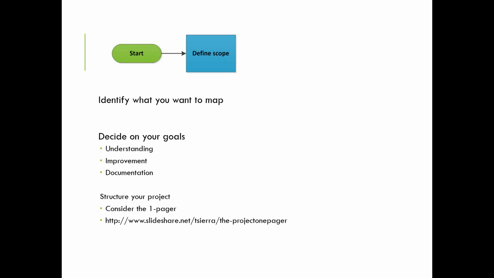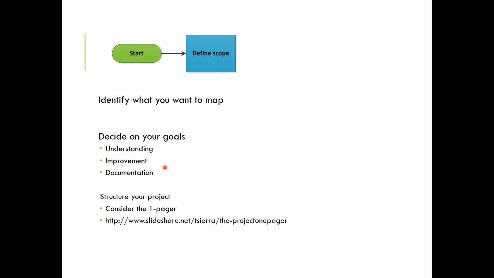So the first part I'll talk about is defining scope, and the first step of that is really identifying what you want to map with your workflow map. That could be just a single process, or it could be a whole area or a whole department's work, or it could be somewhere in between. But it's really good to know this before you start because it'll help you answer questions like if you need just one workflow map or many, or how granular you want to be and how you want to break up your work. You should also decide why you're doing the project.